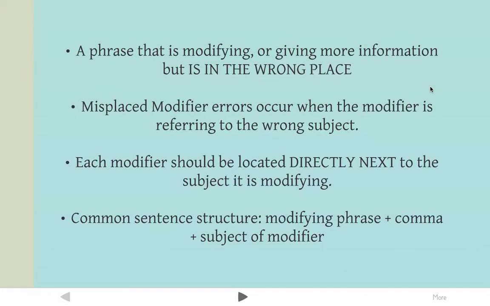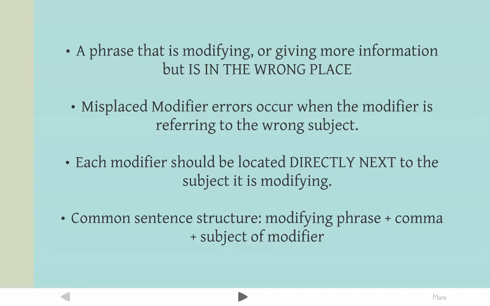A misplaced modifier is a phrase that is obviously modifying or giving more information. But the key thing is that this phrase is located in the wrong place in the sentence. Misplaced modifier errors occur when the modifier is referring to the wrong subject. That is, the implied subject of this modifier, based on its location in the sentence, is not the actual subject of the modifier. Now, why is that?